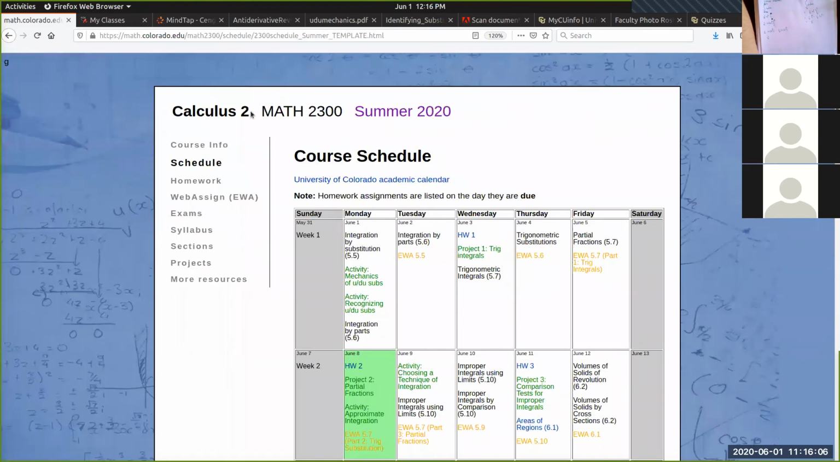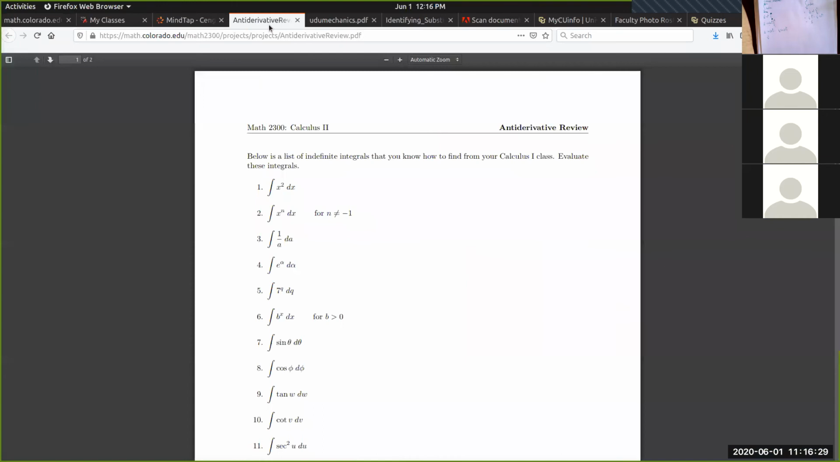The key part of this is recognizing those substitutions. That's the hardest step. Hopefully you guys are pretty solid with understanding the antiderivatives. And so the key step is, well, if I can get it into a format where I can recognize an antiderivative, then I can do the antiderivative. So take a look at the activities for today.